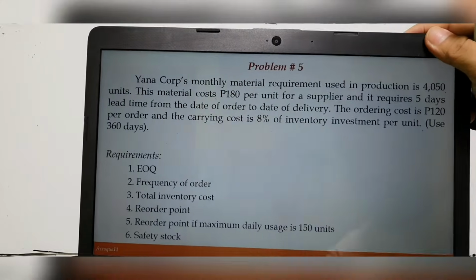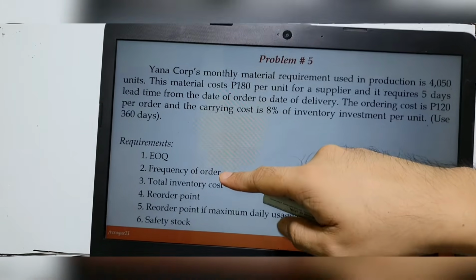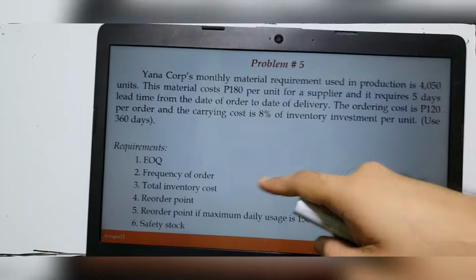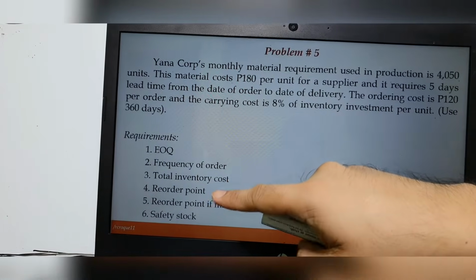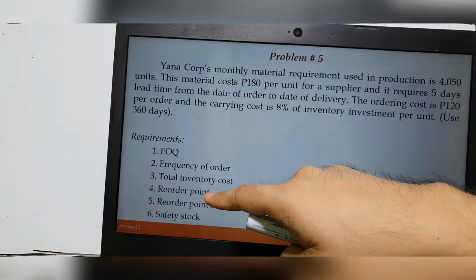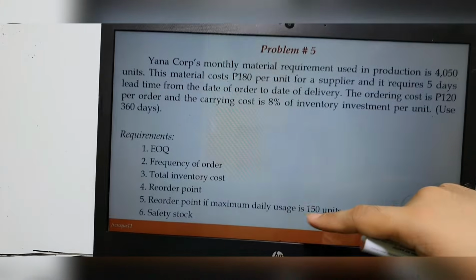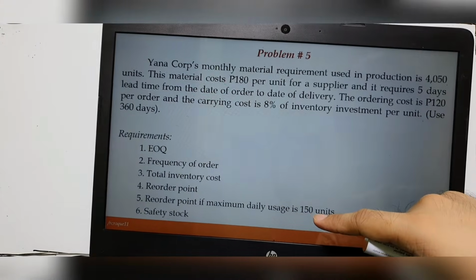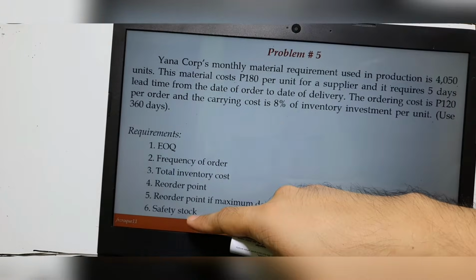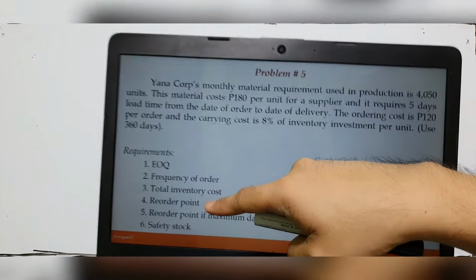Okay, let's talk about problem number 5. Parehas din ang mga questions like the EOQ, the frequency of orders in terms of days, the total inventory cost, your reorder point, dalawang reorder point, isang pag walang sinabi maximum usage, that is at the point ng daily usage, average daily usage. So ito maximum usage natin. And then safety stock, which is the difference of your number 5 and number 4.